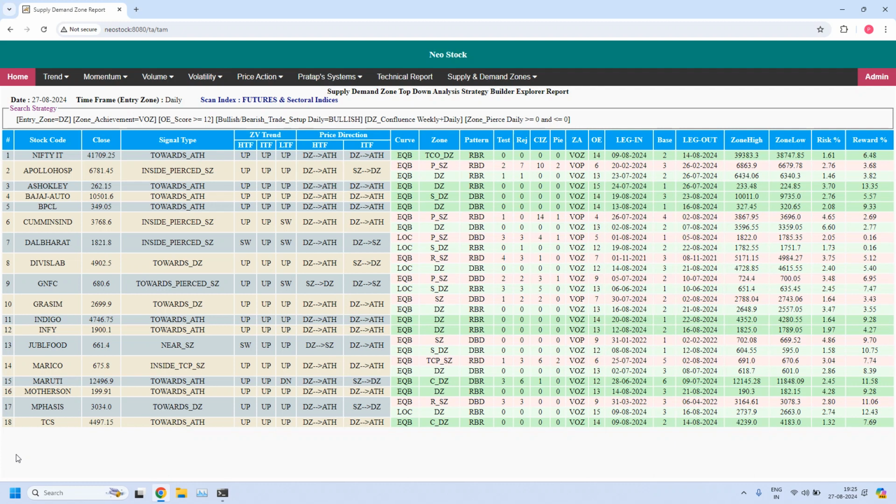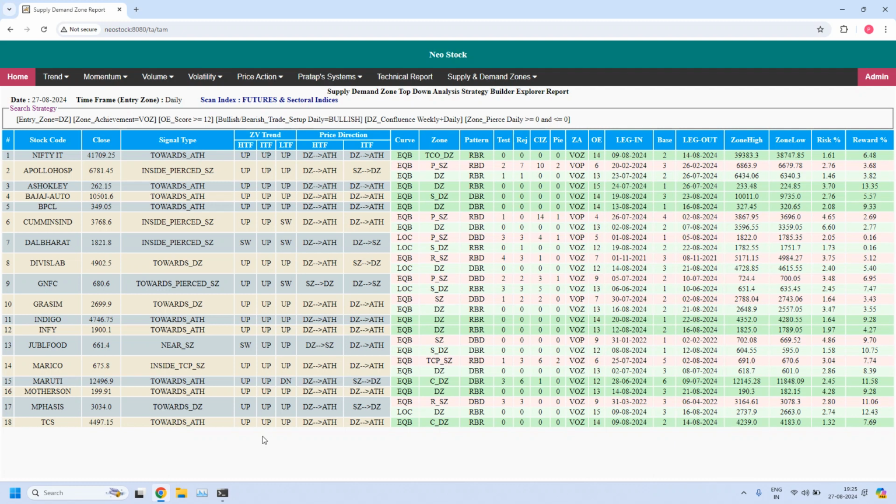Now the list has come down to 18 stocks. From 27, the list is reduced to 18. Now these 18 stocks are supporting a monthly income trade bullish trade setup, and also the daily demand zone is having confluence with the weekly demand zone. And now we will also verify the weekly demand zone, because daily is having confluence with the weekly zone.